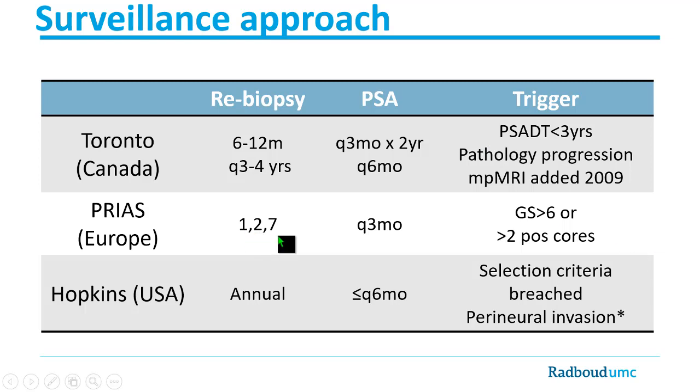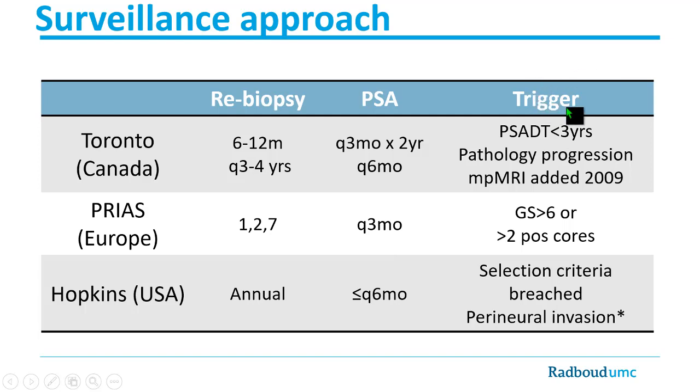PRIAS biopsies at 1, 2, and 7 years after the initial biopsy, and Hopkins every year. So I think imaging could play a role to get rid of, for example, the first biopsy set after 12 months, because it's very unlikely that the disease will progress within 1 year. PSA is also a little bit heterogeneous, but this is an important trigger.